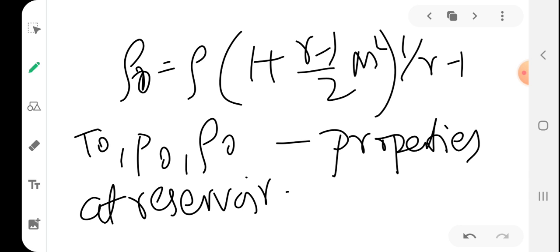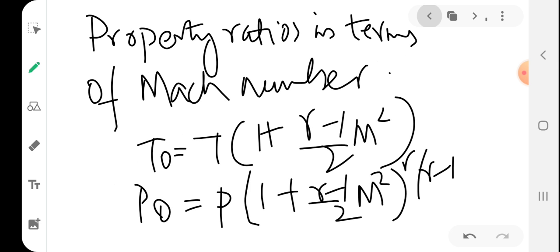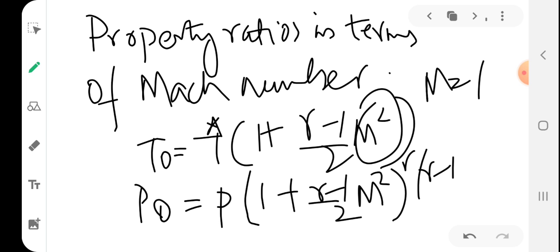So if you know the Mach number at a particular section and any one of the static or stagnation conditions, you can find the other. If you know the stagnation condition, you can calculate static. If you know the static, you can calculate stagnation, right? So students, if you put M equal to 1 here, then T will become T star, the critical value.